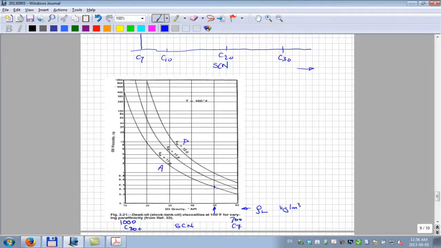And you can see that the viscosity of a paraffinic component is in this case about 1 centipoise, whereas the aromatic compound has 0.35 centipoise. It's much less viscous. Same density, might be 750 kilograms per cubic meter. Same density, same carbon number, but very different viscosities.